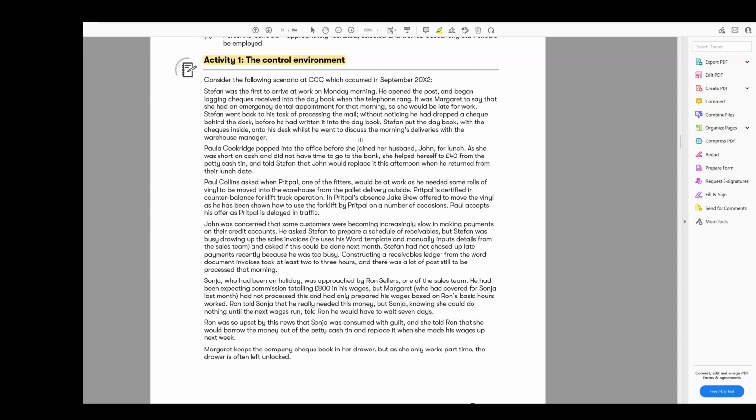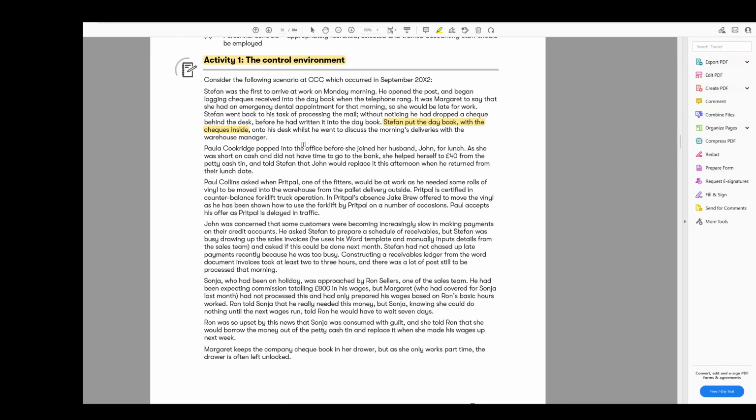Then we have what he did: Stephen put the daybook with the check inside. This is one of the risks. You should not put the check inside the daybook because you can lose it. It's not properly secured, it's not properly locked in a drawer. So this is the weakness. When you're dealing with checks or any sort of money, you need to make sure it is properly secured and kept in a locked drawer.